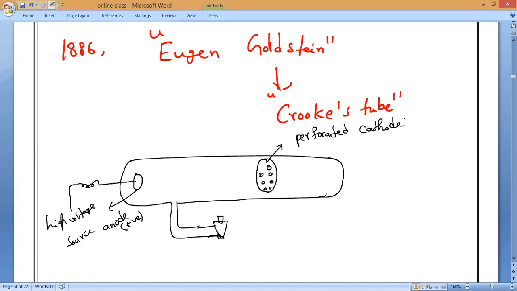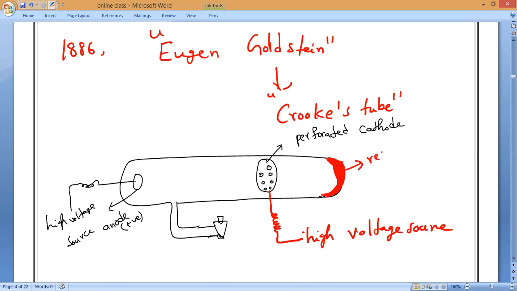Now if you have connected this, what will happen is that at this wall we will see a reddish color light. That is opposite to which one? Have you noticed it? Opposite to the anode. Clear? That is why we call them anode rays. High voltage source.